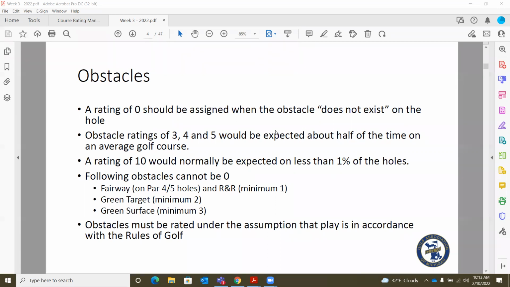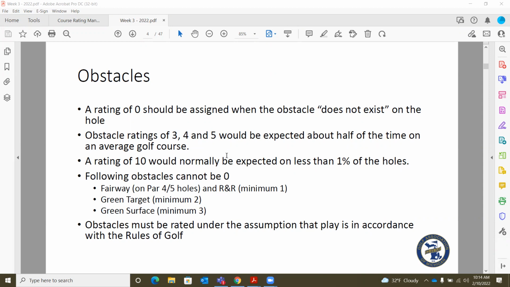And so there are a couple criteria that would basically qualify an obstacle to not exist. But generally speaking, if it's within 50 yards of the line of play, throughout the play of the hole, it's going to get an obstacle value of at least 1. And then an average obstacle is 4, but the 3, 4, and 5 ratings that we come up with are expected about half the time on an average course. And then a rating of 10 would normally be expected on less than 1% of the holes.